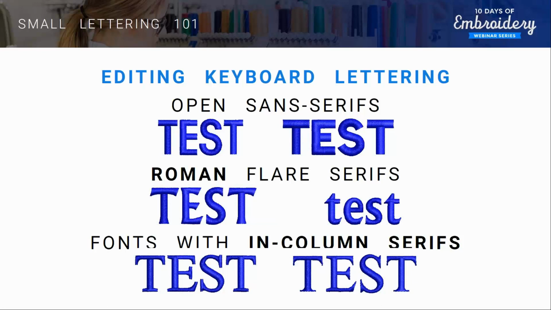Now, what I will warn you about in-column serifs is when you apply any sort of pull compensation, you're going to find that those serifs are often too wide, too broad, because they seem to exaggerate those long stitches as you apply that adjustment, and you may have to pull them in a little bit to make them more reasonable. However, by far, it's easier to edit an in-column serif font and make it work at a small size than it will be to have a font that has split serifs, as you see on the left-hand side.